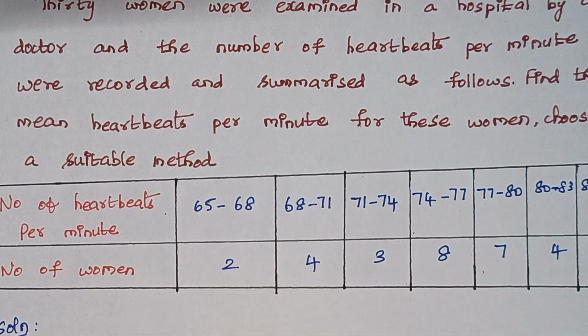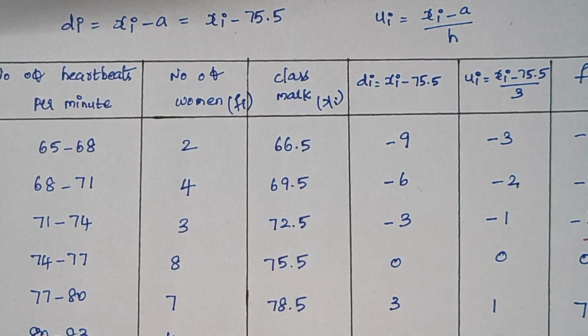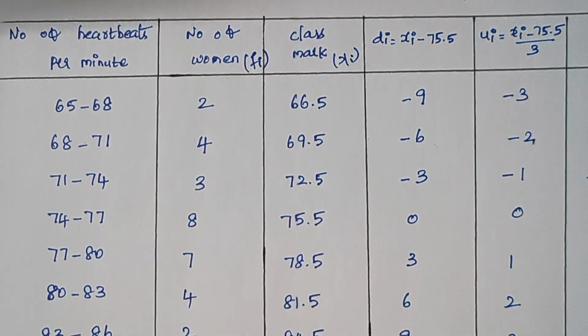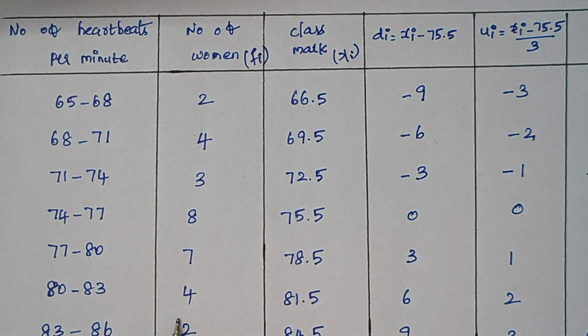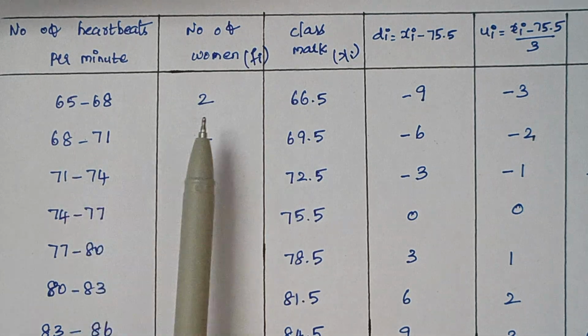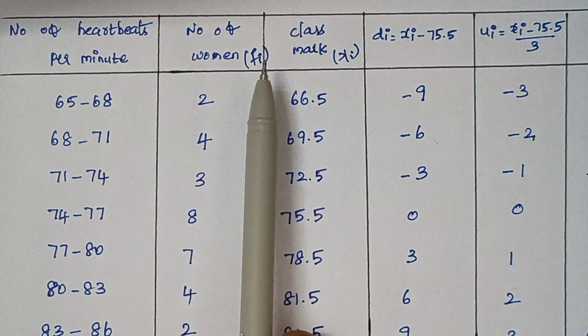Here again, before finalizing the method, we have to find the value of xi. That is the top priority. The first thing to be done is to write down the given things in the problem: number of heartbeats per minute and number of women. This is nothing but our fi.